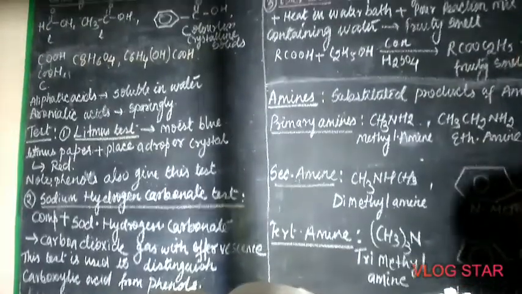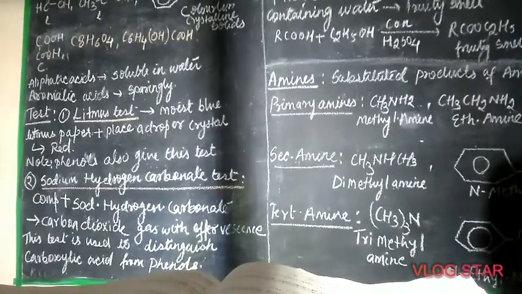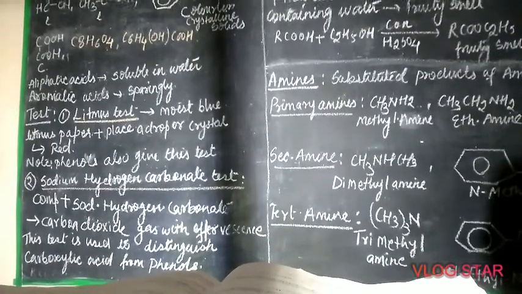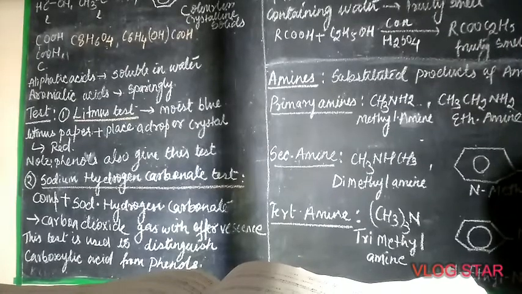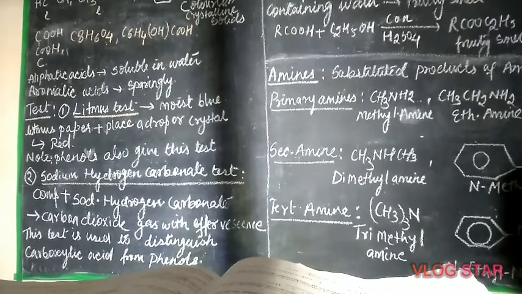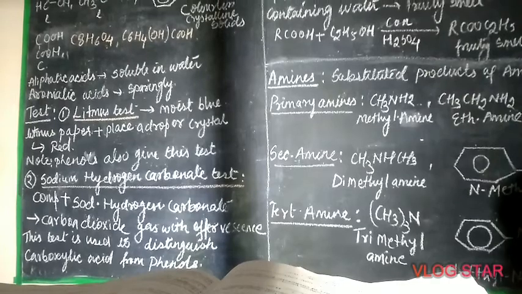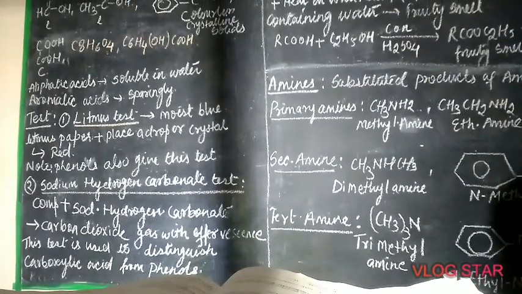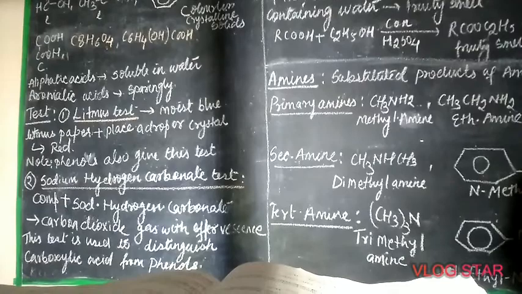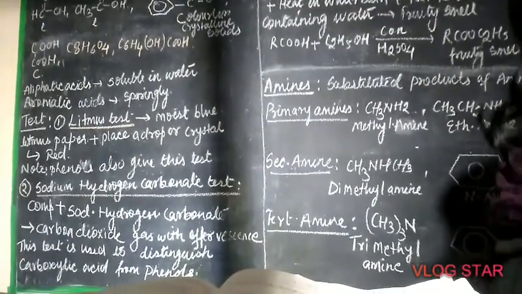Second is your sodium hydrogen carbonate test. So take a little bit of compound, that is 0.1 gram around, add sodium hydrogen carbonate, and if carbon dioxide gas evolves with effervescence, that means your carboxylic acid group is present. And this test is used to distinguish between carboxylic acid and phenol, because phenol does not give this test.